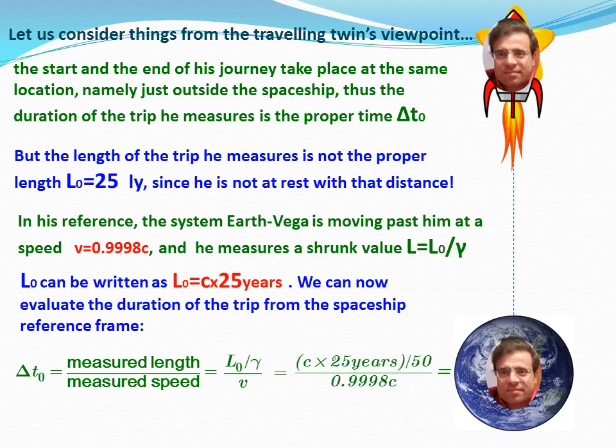L0 is c times 25 years, if we measure times in years, over 50, which is the value of the gamma factor, over 0.9998 c. We cancel off our c and we get 0.5 years. So it takes only 6 months for the traveling twin to reach the star Vega.